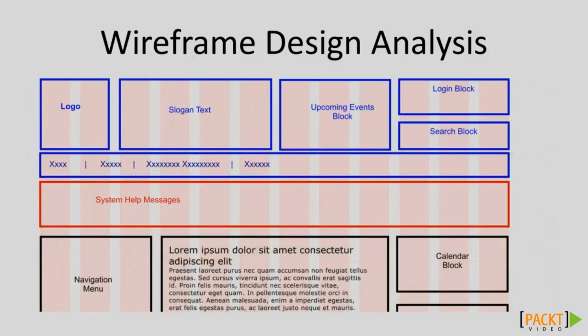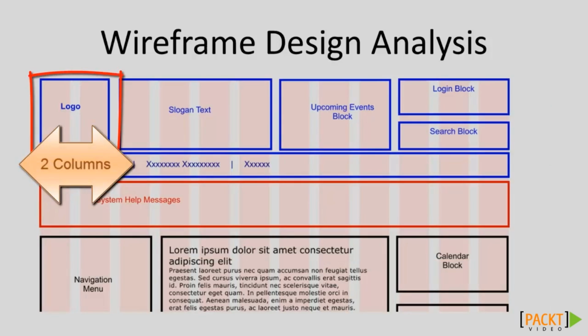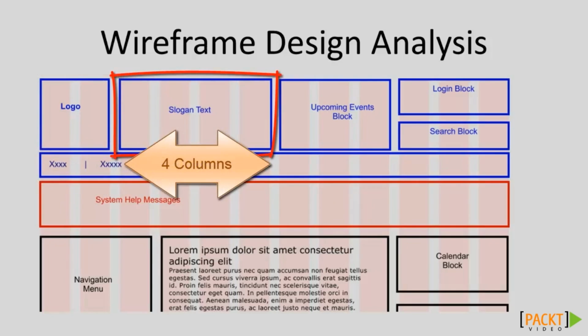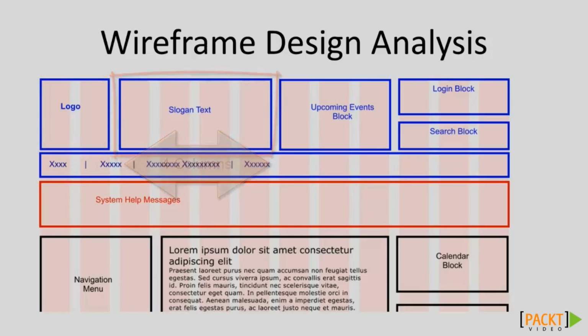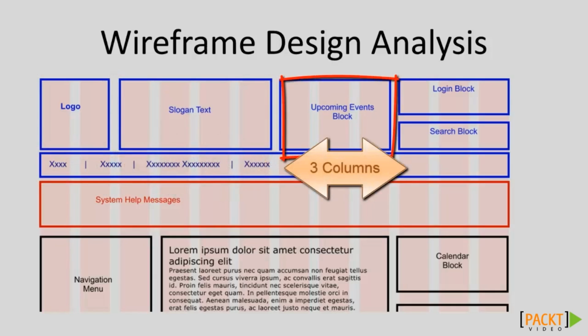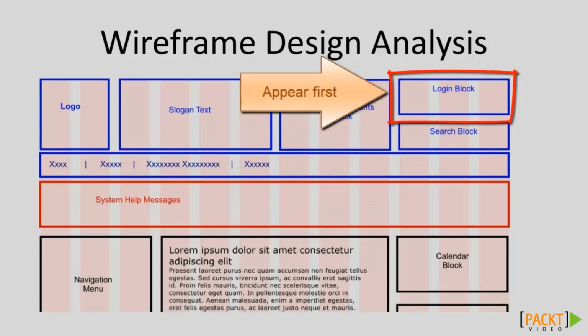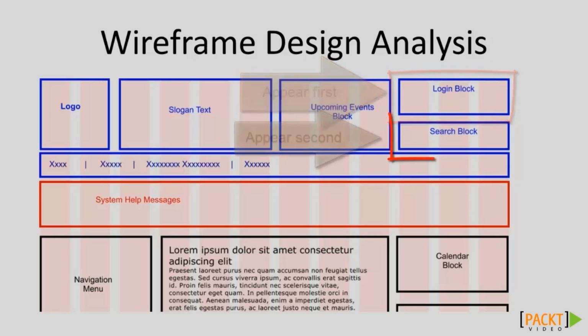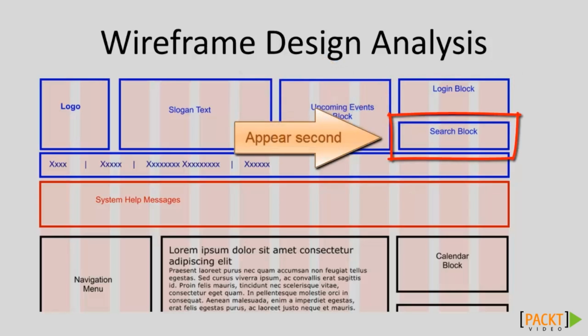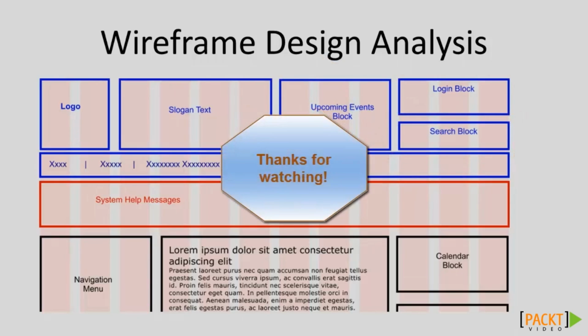Here's a blow-up of one of those wireframes. You can see the pink grid for the 960 much better in the background. The logo block is going to take up two of those columns, the slogan text 4, the upcoming events block 3, and so forth. You'll notice that the login block is also intended to appear before the search block for those that would not be logged into the site.